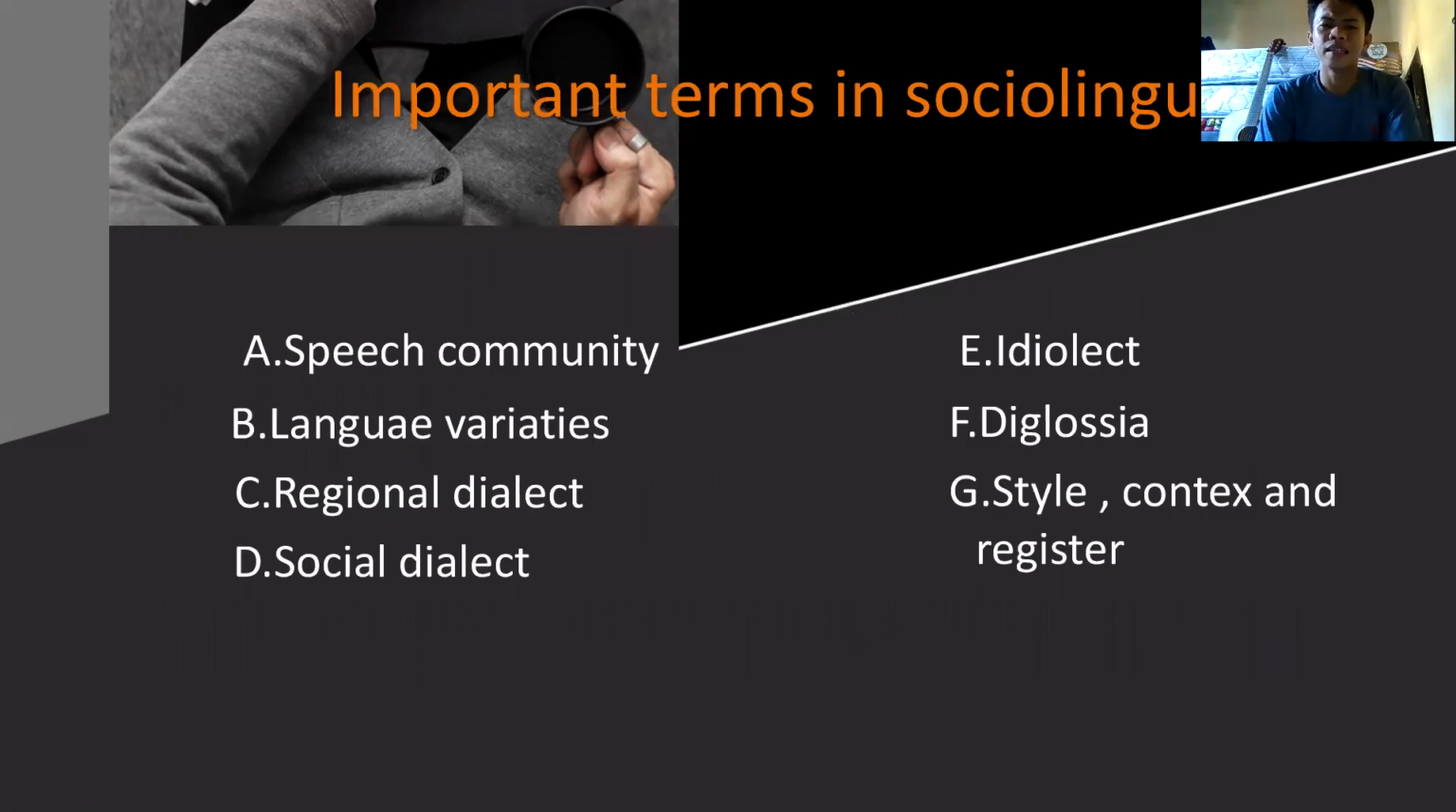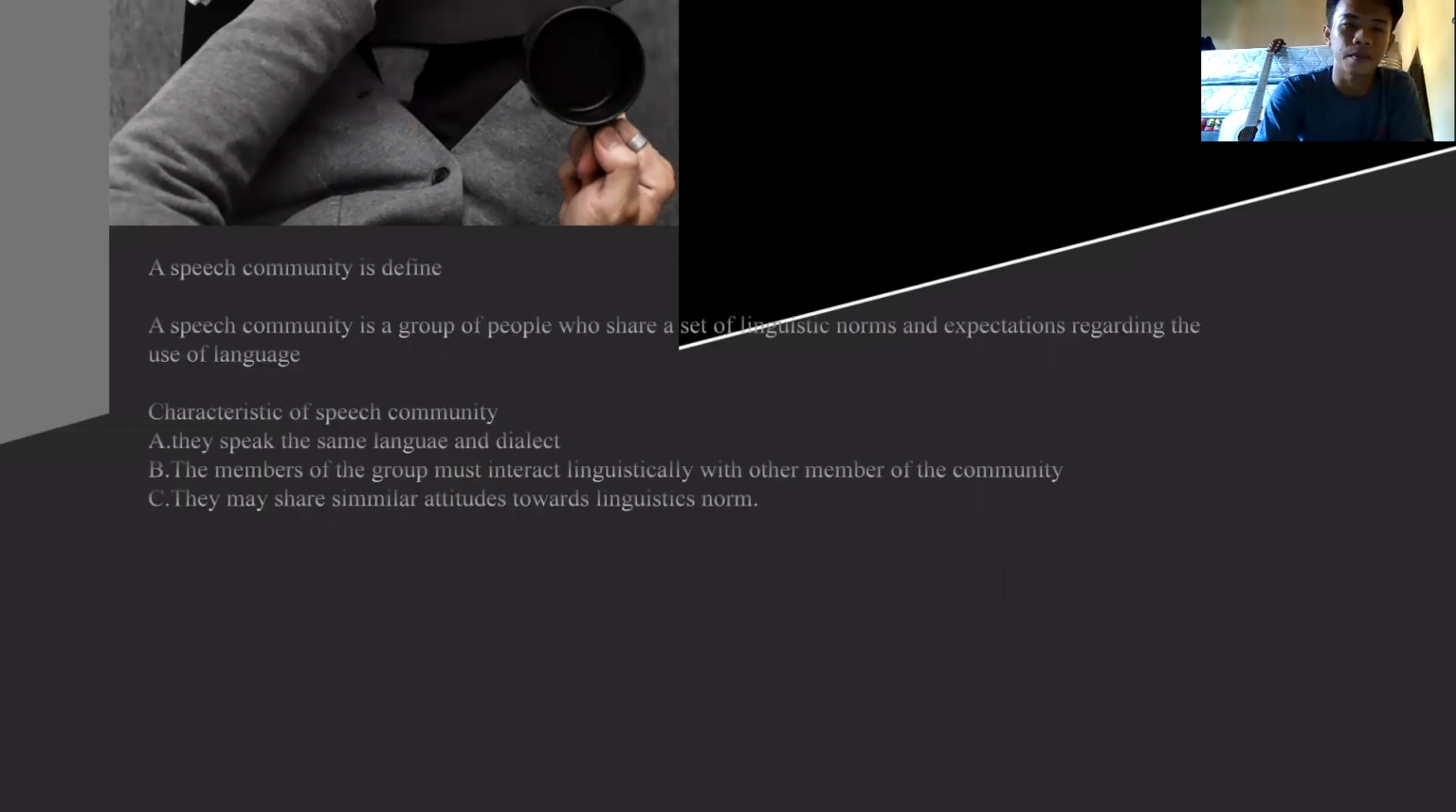And then the important terms in sociolinguistics. The first one is speech community, and then language varieties, and then regional dialect, and D, social dialect, and E, idiolect, and F, diglossia, and then the last, style, context, and register. The first one I'm going to explain.